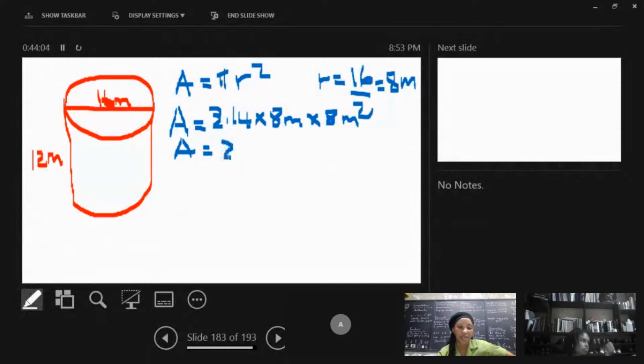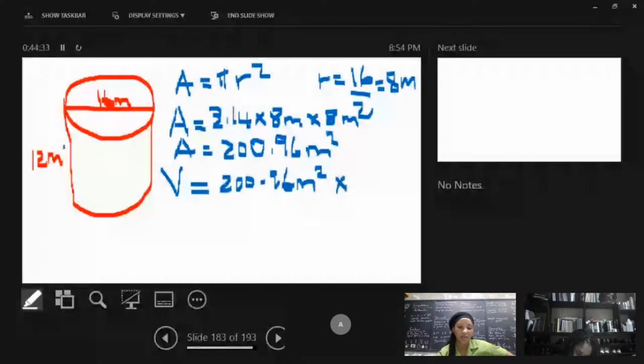Alright, so the area of the circular base is 200.96 meters squared. And to get the entire prism, multiply that by 12. So the volume of this cylinder would be the area of the base times the height, which is 12. So that would give 2,411.52.